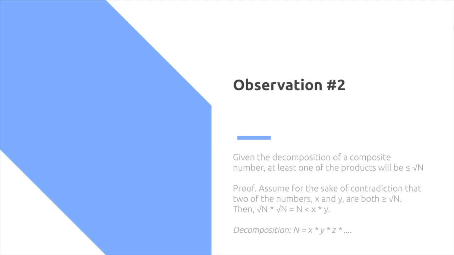The second observation is that given the decomposition of a composite number, at least one of the factors will be less than or equal to the square root of n. As a proof, assume for the sake of contradiction that two of the numbers, x and y, are both greater than or equal to the square root of n. Then we have the square root of n times the square root of n, which is equal to n, being less than x times y. Recall that a decomposition is a series of numbers that, multiplied together, equal n.